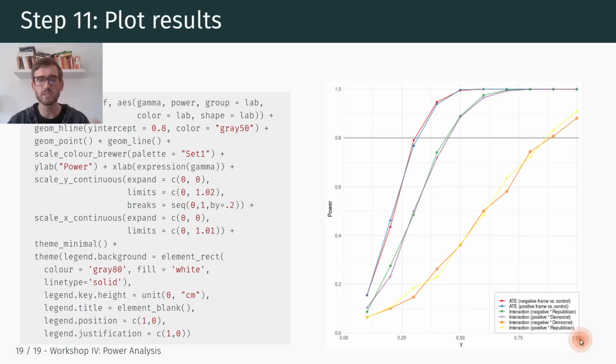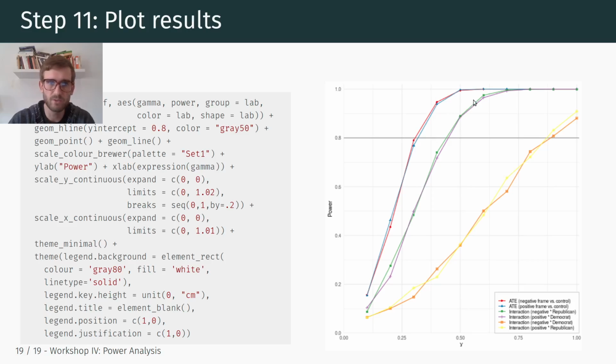As I said, 1 was equivalent to a hypothetical scenario where the treatment effect is just as large as the partisan differences between independents and Democrats or independents and Republicans, right? So a quite substantial large effect. And then we have 3 different clusters of estimates. On the one hand, we have the red and blue here. These are the average treatment effects of the positive and negative frame.